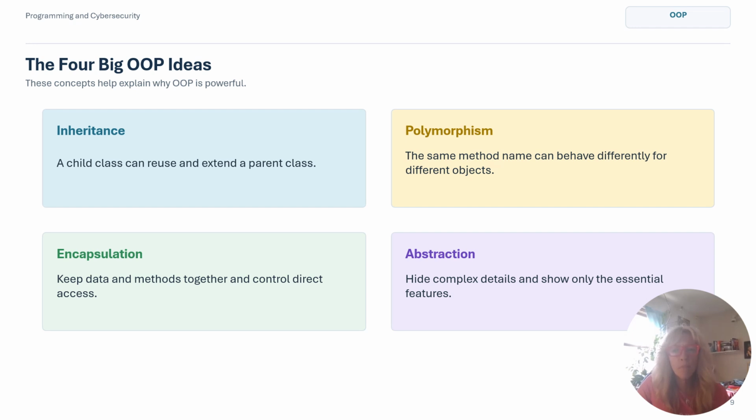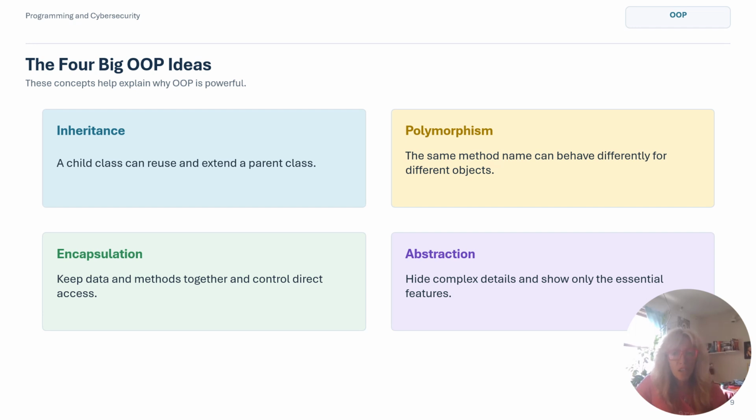Polymorphism means that the same method name can work differently depending on which object is using it. So 2 different objects might both have a method with the same name, but each one can behave in its own way. The next term we have is encapsulation, which means keeping data and the methods that work with that data together in one place, while also controlling direct access. In other words, it helps protect the internal data of an object and keeps the code more organized.